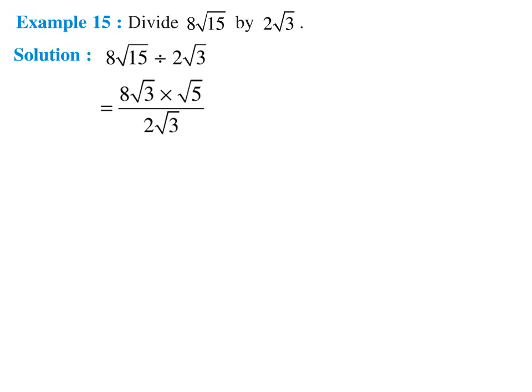So now root 3 will be cancelled out. So my final answer will become 4 root 5, since 2 and 8 are also cancelled out. It will become 4, and only root 5 will be there in the numerator.